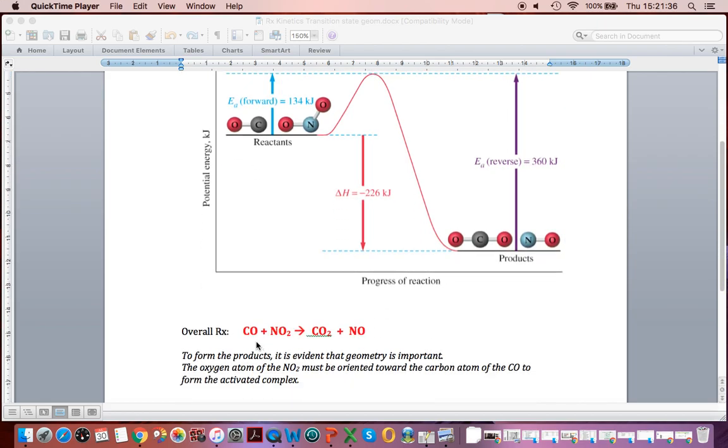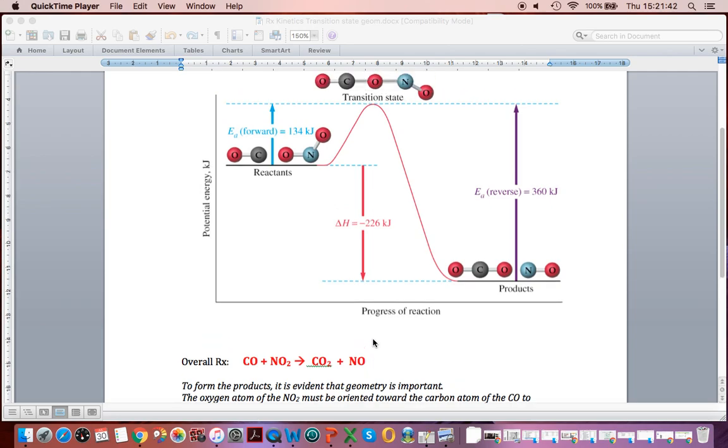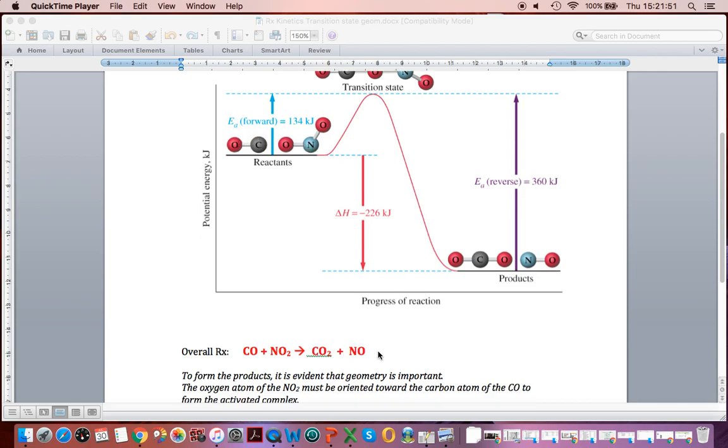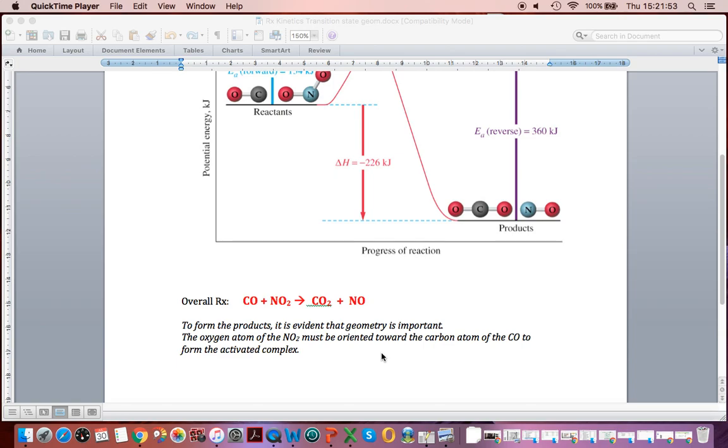So now we can look at what this reaction is. CO plus NO2 becomes CO2 plus NO. So clearly, what we have here is a carbon atom and a nitrogen atom, and we're transferring an oxygen from the nitrogen to the carbon. But the geometry really matters, and that's what this is trying to show along with the activation energy. Hope that makes sense.